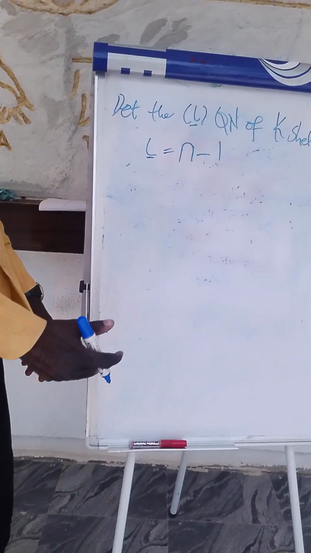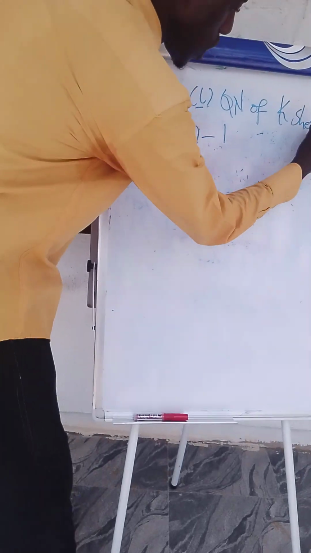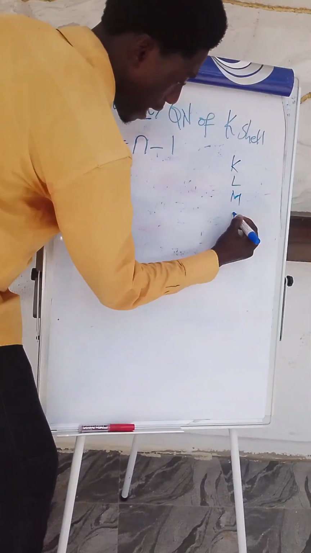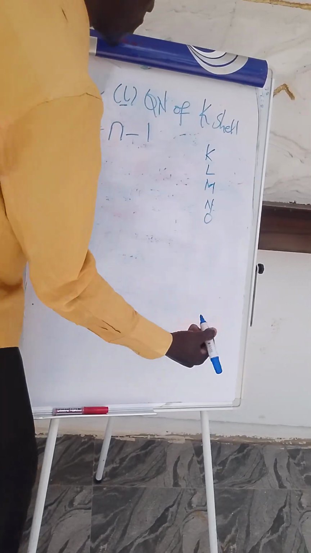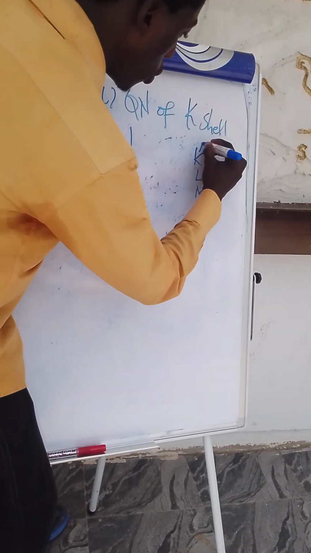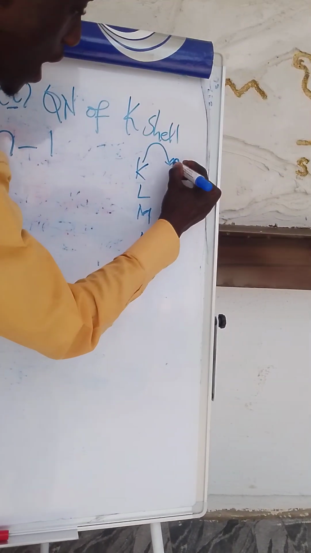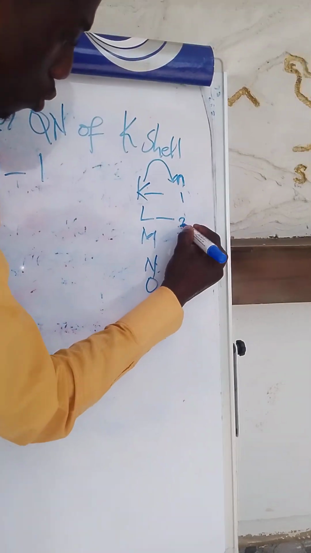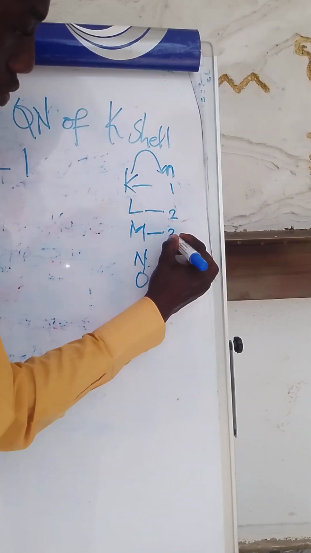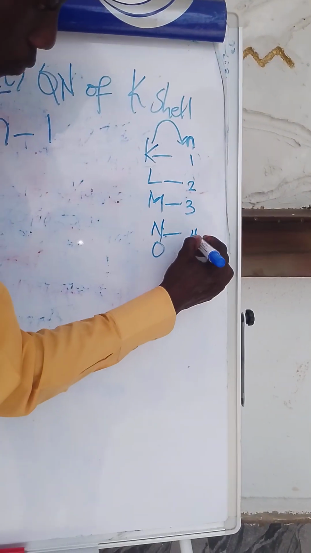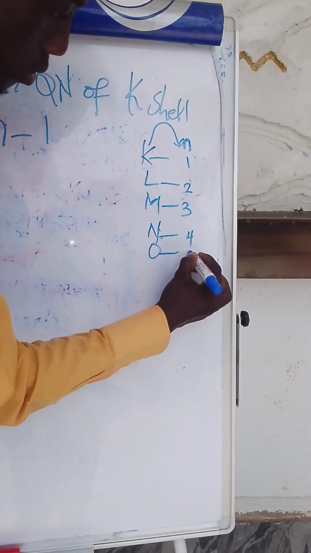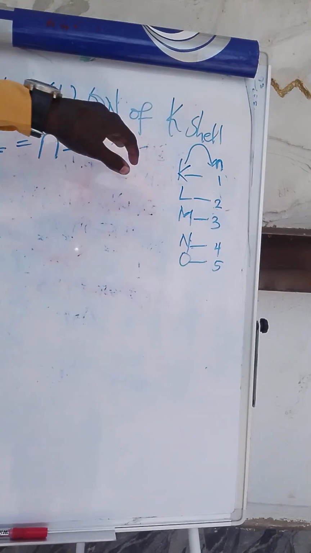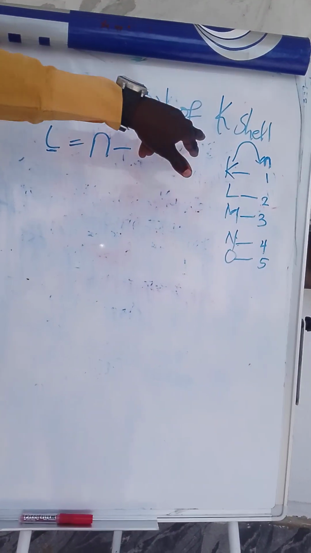Now I told you, shell is when you're having your K, L, M, N, O, P, Q, R, S. So we want to know the number of what? Of shell. Number of shell of K is 1. Number of shell of L is 2. Number of shell of M is 3. Number of shell of N is 4. Number of shell of O is what? 5. Alright. And now we are looking for the azimuthal quantum number of the K shell.